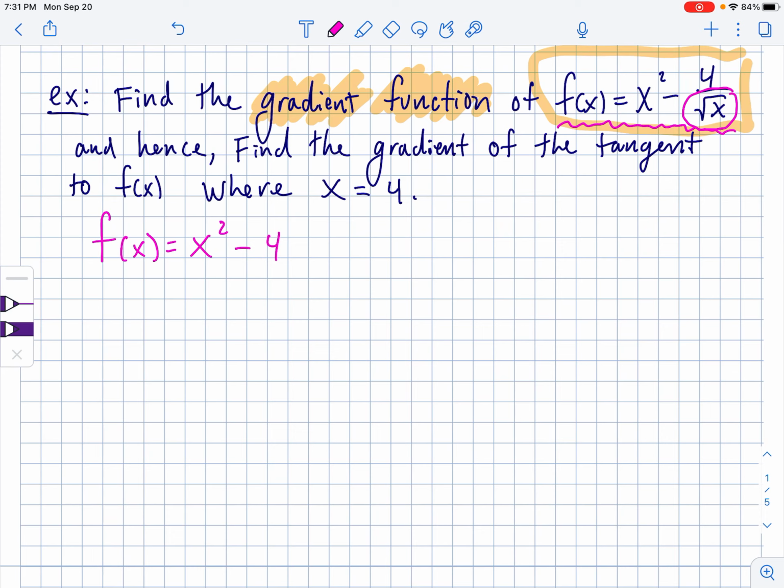The x squared is chill. The negative 4 can hang out there, but then the square root of x is x to the 1/2, and when you kick it back upstairs, it becomes x to the negative 1/2. Now you can take the derivative of both of these chunks. So do the power rule on this and do the power rule on this. So f prime of x is equal to 2x. Then the negative 1/2 comes out in front, so the negatives make a positive. 1/2 times 4 is 2, and then it'll be x to the negative half minus 1, which is negative 3/2.